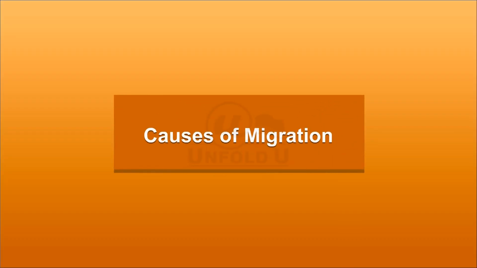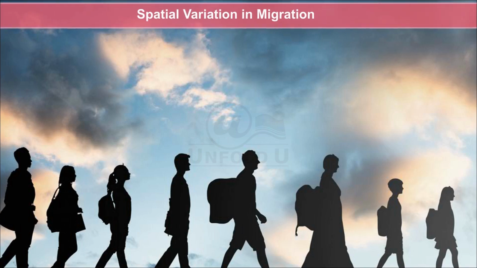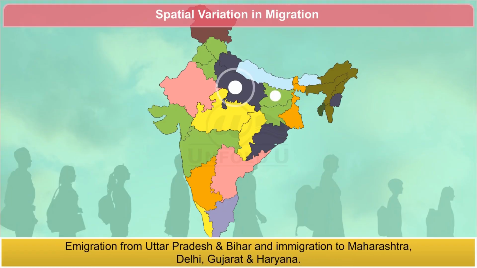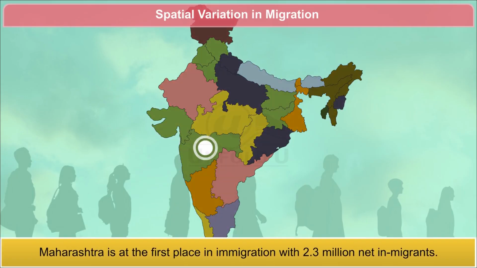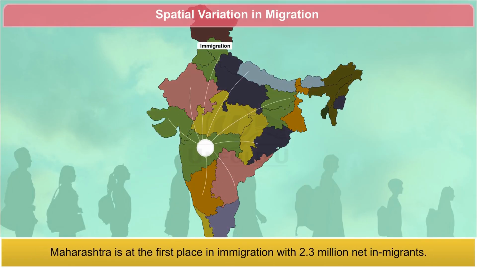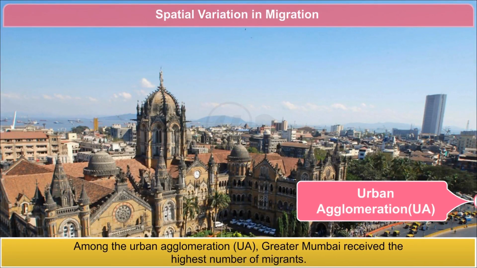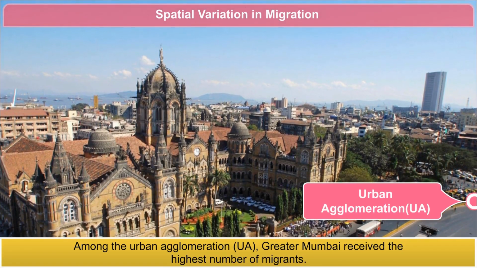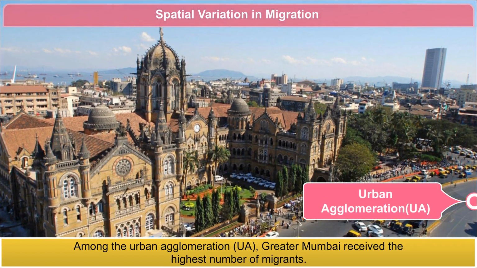Causes of migration. Spatial variation in migration. Emigration from Uttar Pradesh and Bihar and immigration to Maharashtra, Delhi, Gujarat and Haryana. Maharashtra is at the first place in immigration with 2.3 million net immigrants. Among the urban agglomeration, UA, Greater Mumbai received the highest number of migrants.